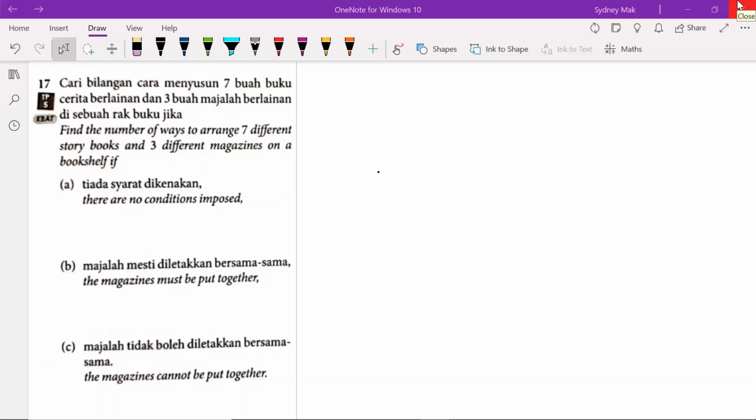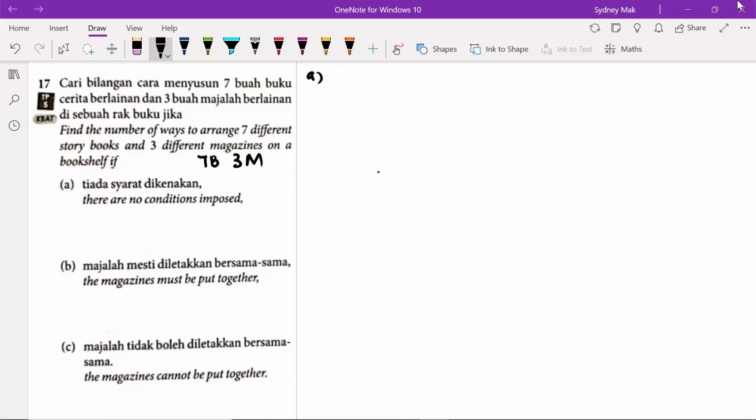Hi everyone, this is practice formative of chapter 4, question number 17. In this question, we need to find the number of ways to arrange 7 different storybooks and 3 different magazines on a bookshelf. If there are no conditions imposed, that means we can just jumble them up, 7 books plus 3 magazines, 10 items.